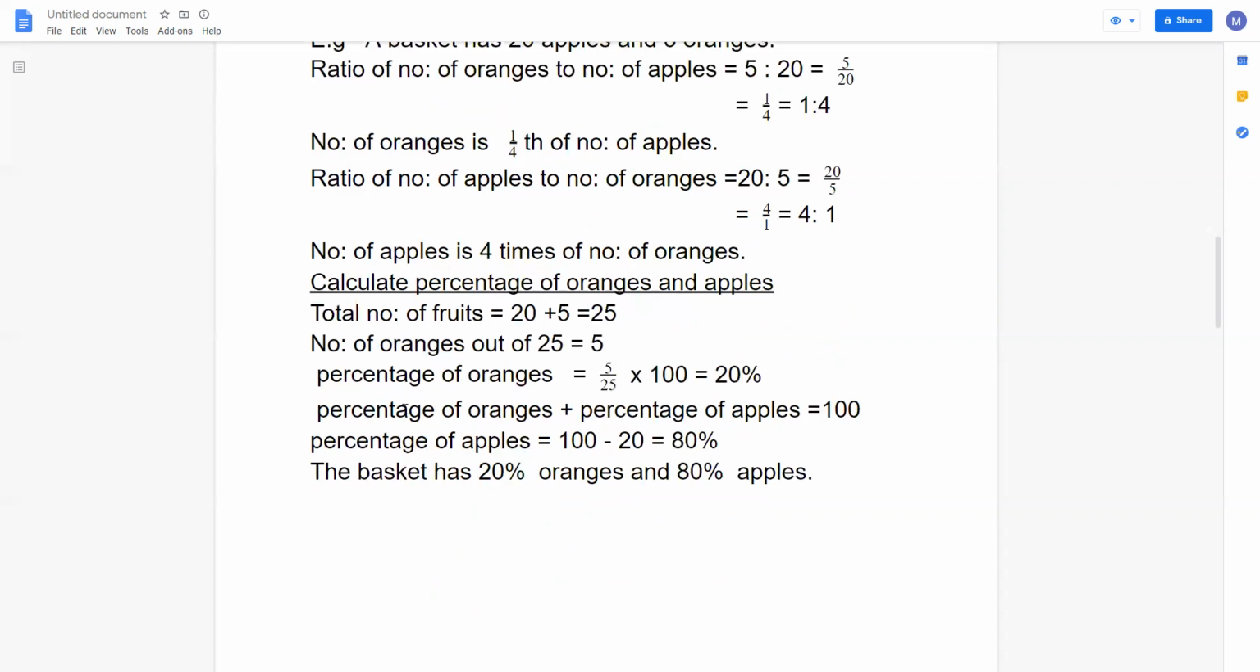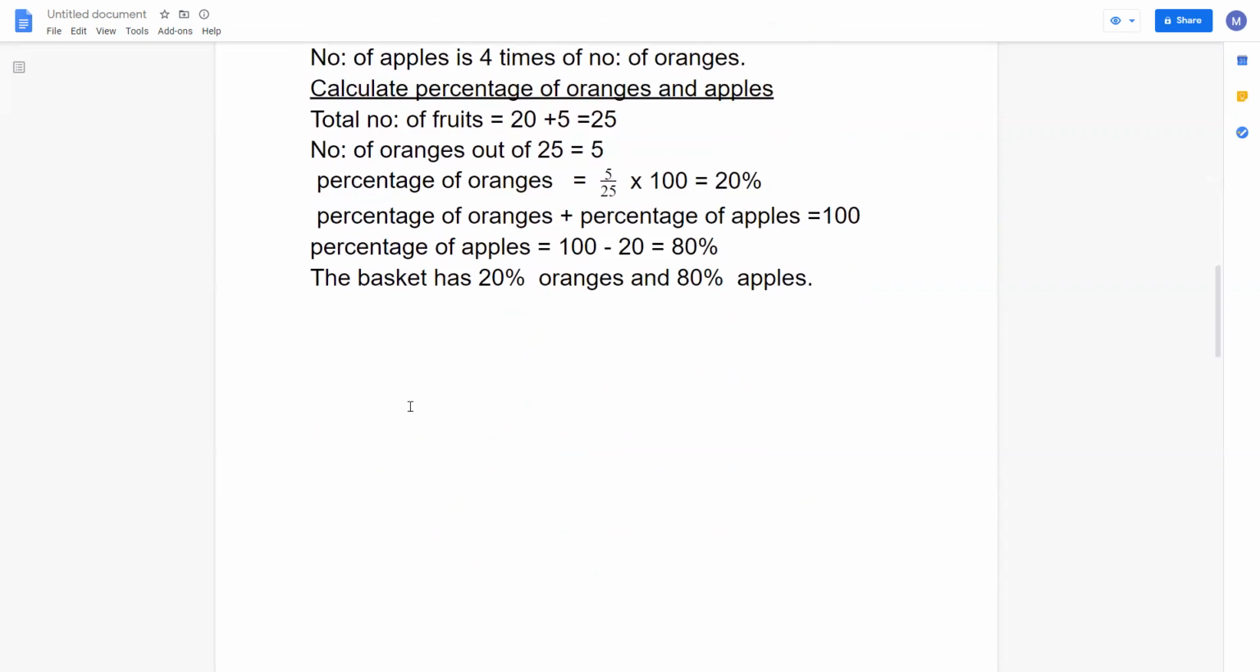Now let us calculate percentage of oranges and apples. We are going to calculate percentage of oranges and apples. Percentage also you learned in lower classes. We know how to calculate the percentage. See the question. First we will calculate percentage of oranges. Then we will calculate percentage of apples.